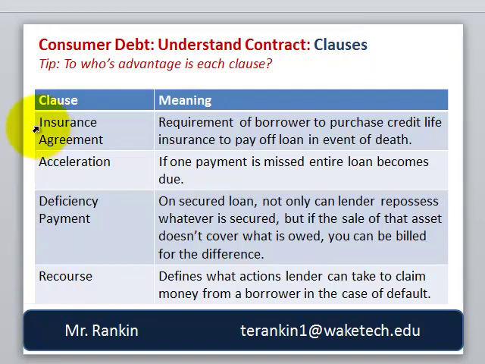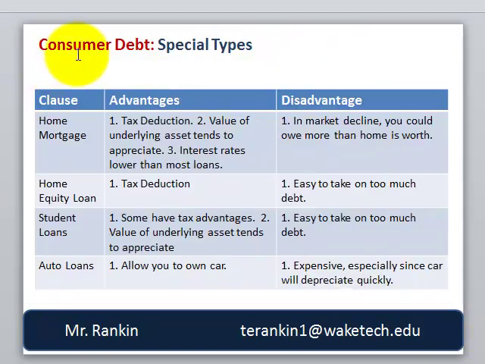Insurance is if you have to buy any insurance in case you can't repay the loan. The loan can be accelerated. If you miss one payment, the entire loan can become due. A deficiency, if your security that you put up doesn't pay the entire loan, they can come back to you for the difference. And then all sorts of special types of recourse that the lender has in case you default on the loan.